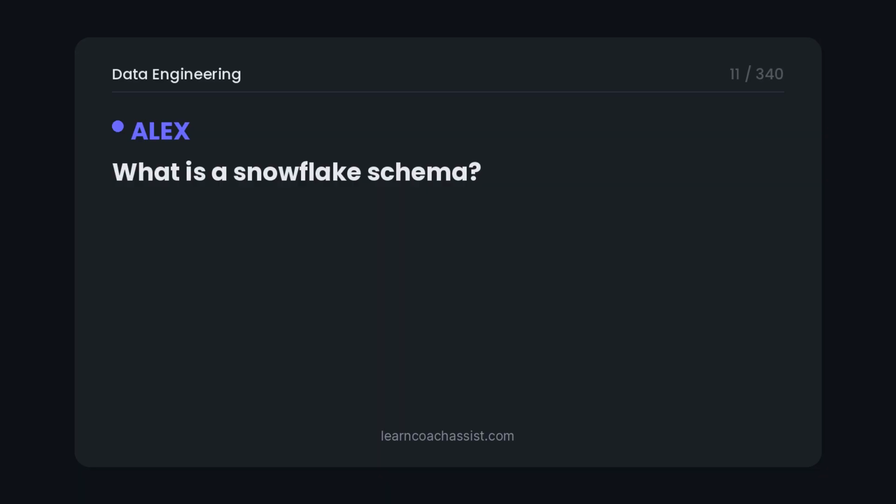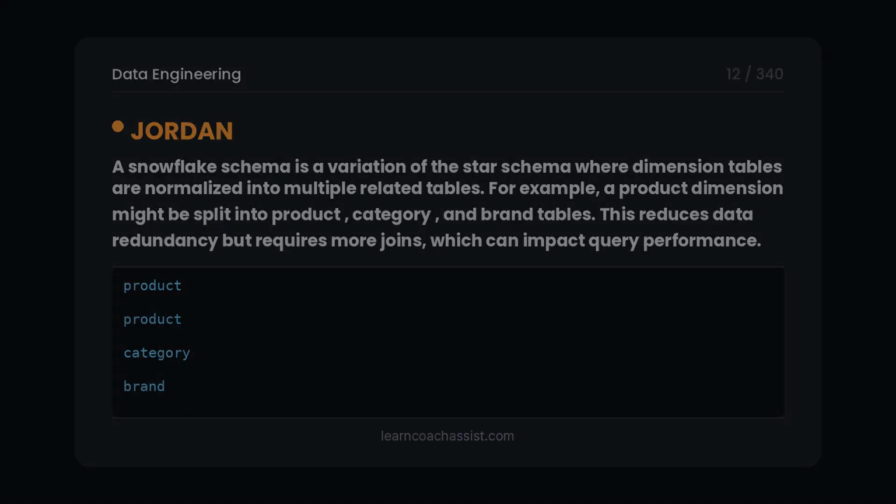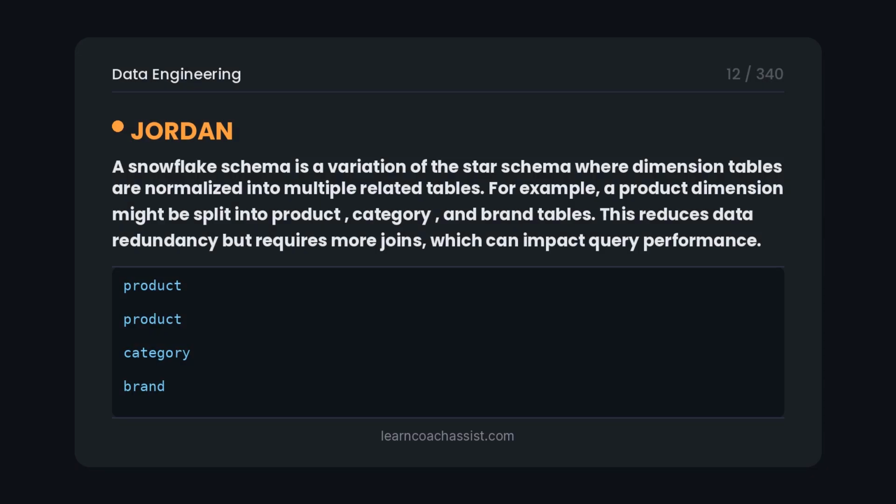What is a snowflake schema? A snowflake schema is a variation of the star schema where dimension tables are normalized into multiple related tables. For example, a product dimension might be split into product, category, and brand tables. This reduces data redundancy but requires more joins, which can impact query performance.